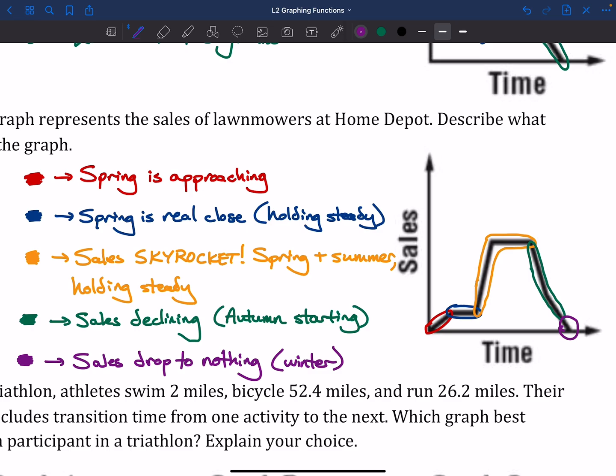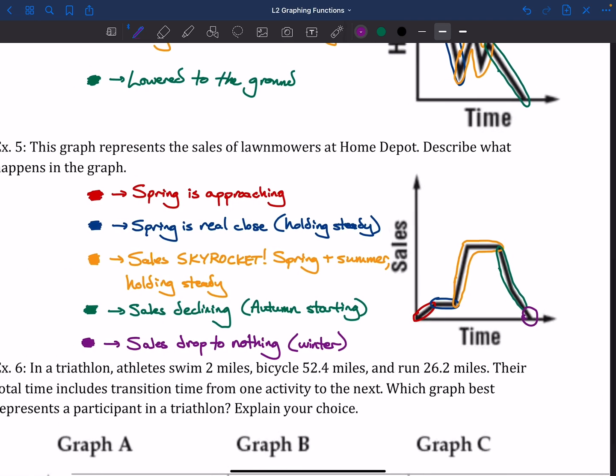So again, your reasoning and your breakdown of this graph might look different than mine. You might have chosen every chunk that's all straight in one line together, right? And that's okay, right? There's nothing wrong with that, right? But as long as we're getting kind of the same idea behind this, that's what we're really working on, right?